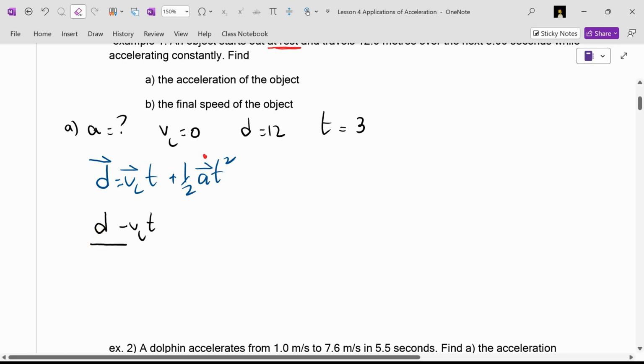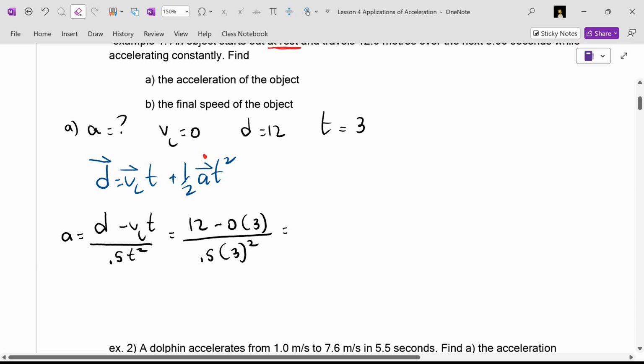Yep. And instead of one half, because having a fraction inside of a fraction scares you, I usually turn it into a 0.5, and don't forget the squared on the t, because it's a t squared. And if you don't mind, I'm going to go a equals like that. So we're going to get, and now we plug in the numbers, 12 minus 0 times 3 all over 0.5 times 3. Don't forget the squared.